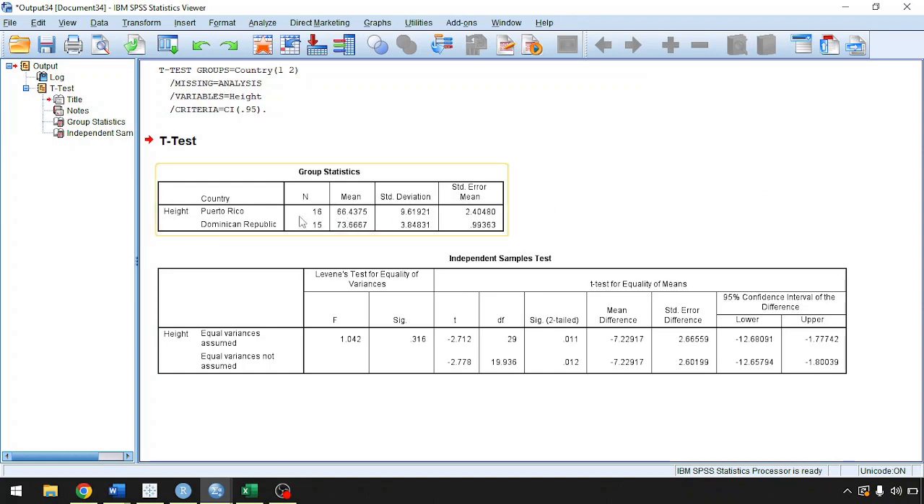So as we can see, the mean is a statistical word for average for a sample, and mu is the population parameter for average. So remember those acronyms. The average height in Puerto Rico is 66.4, and the average height in the Dominican Republic is 73.6, or 74 if we round it to the nearest decimal. So that's the difference there. Standard deviation.